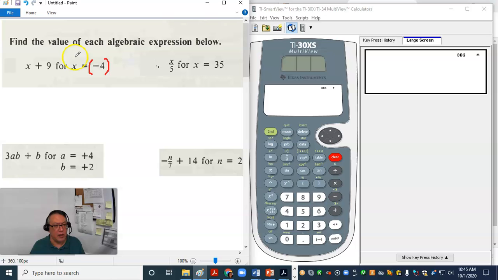What am I going to rewrite? I'm going to take this -4 in parentheses and put it down here. And I'm going to bring the rest of the expression along, plus 9. I'm going to look at it. Did I do what I was supposed to do? Yeah, I replaced the x with the -4. I double checked what I have. Now I have what I have written down.